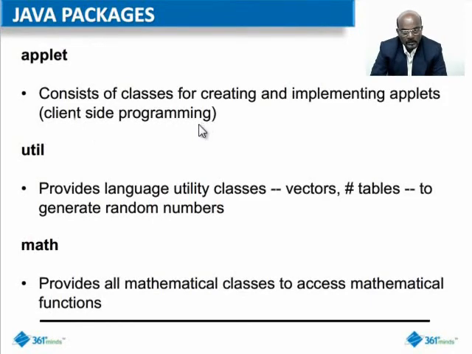The util package is a very important package because it gives you utility classes like vectors, hash tables, and also facilities to generate random numbers, and cryptography. All this can be done in this particular package called util. Then the math package is used for mathematical functions. For example, if you want to find the power of a number, there are special functions inside this package which can be called by importing the math package.